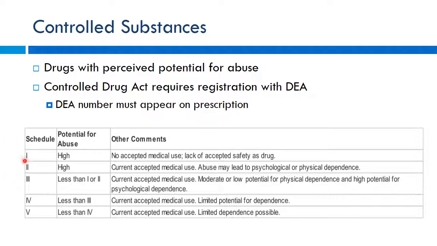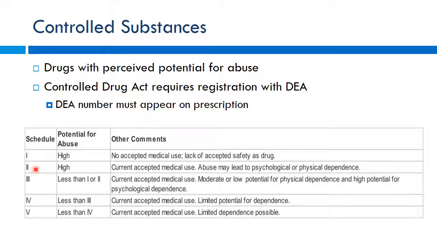There's 5 schedules. Schedule 1 is the highest, meaning it has a very high abuse potential, and there's no acceptable medical use. Okay, so like marijuana falls in this category. Things like ecstasy fall in this category. Things like heroin are in this category.